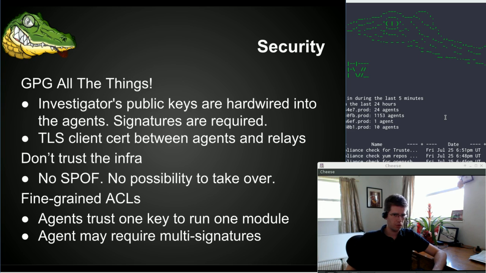There is no single point of failure. Any component of the infrastructure can go down and recover without losing data. We have fine-grained ACLs, which means we can give access to administrators or investigators without giving them full access to the entire platform.